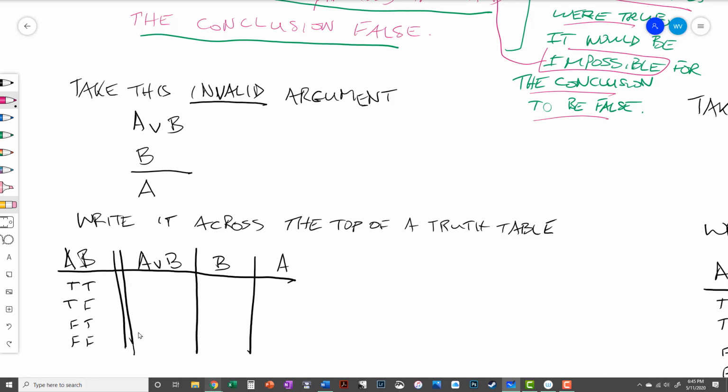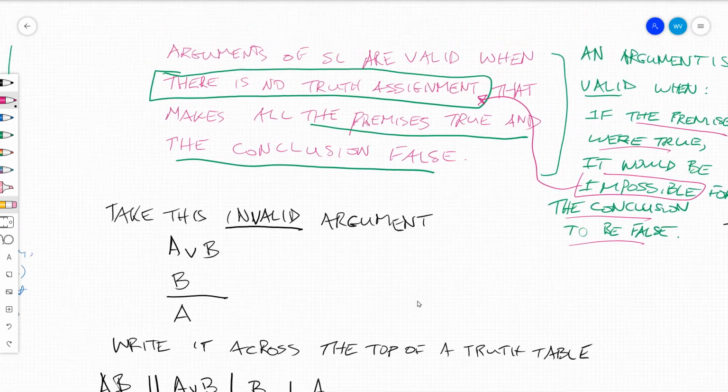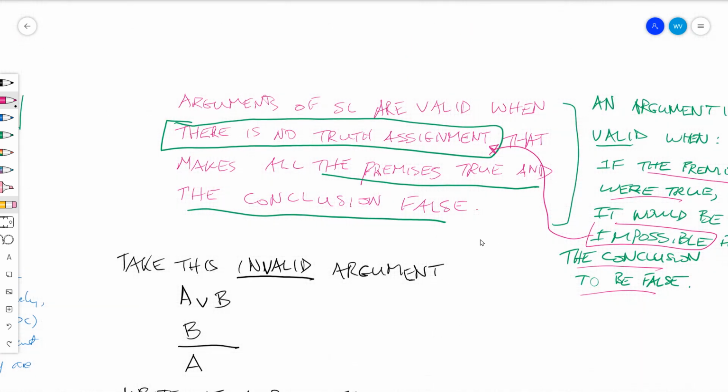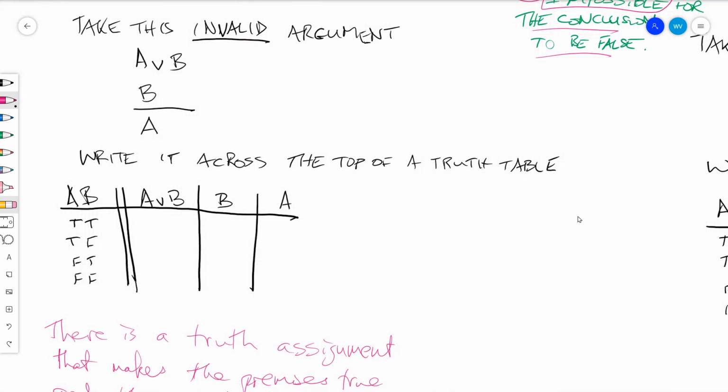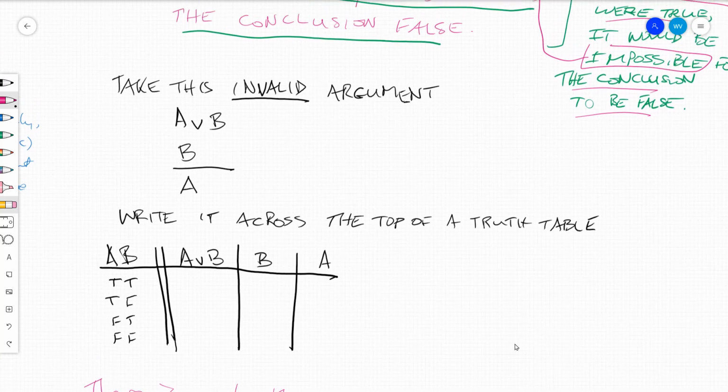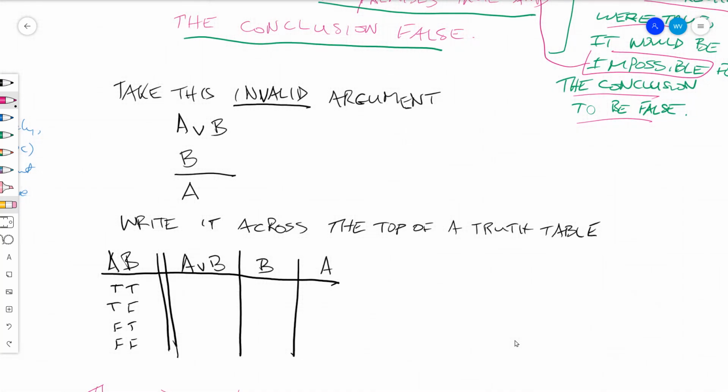Now, what are we looking for when we fill in the truth table? We'll go back to this definition in red here. Arguments of SL are valid when there is no truth assignment that makes all the premises true and the conclusion false. So if an argument is invalid, that means that there is a truth assignment that makes the premises true and the conclusion false. So that's what we're looking for, at least one line of this truth table that makes the premises true and the conclusion false.